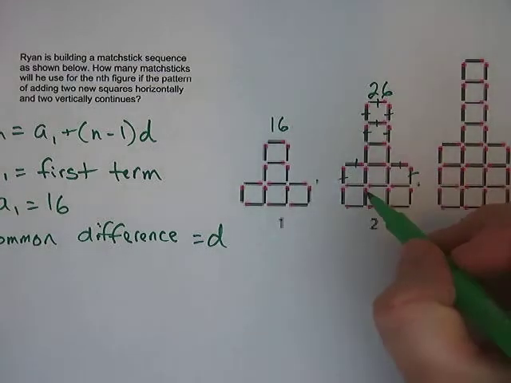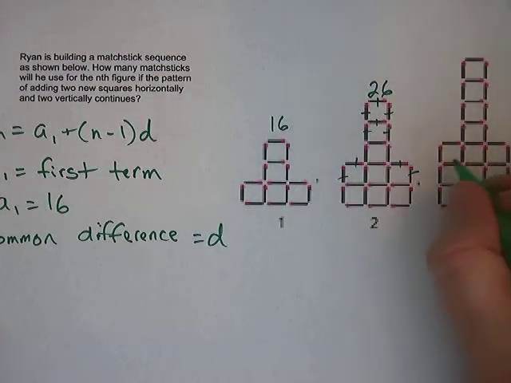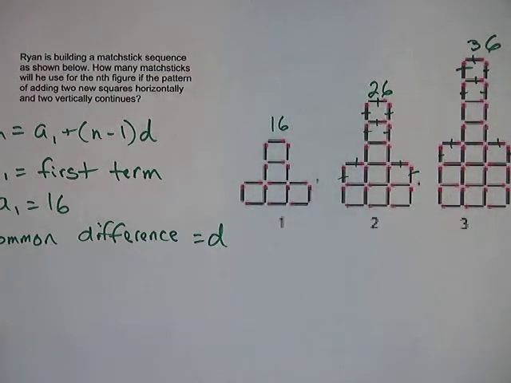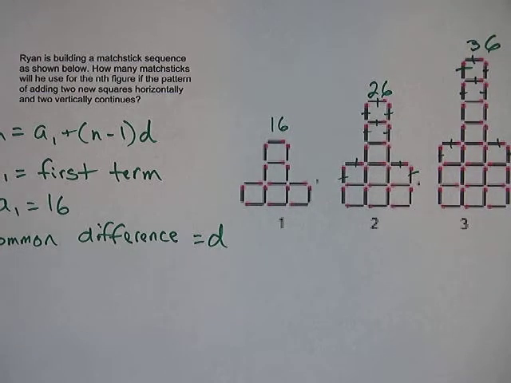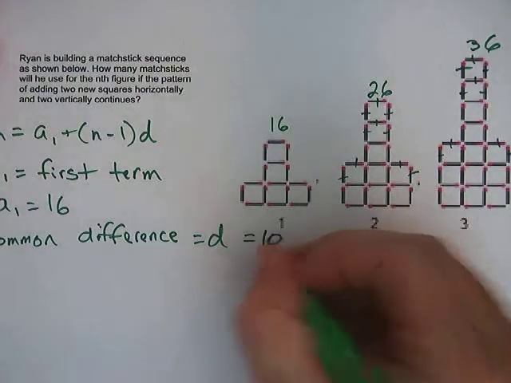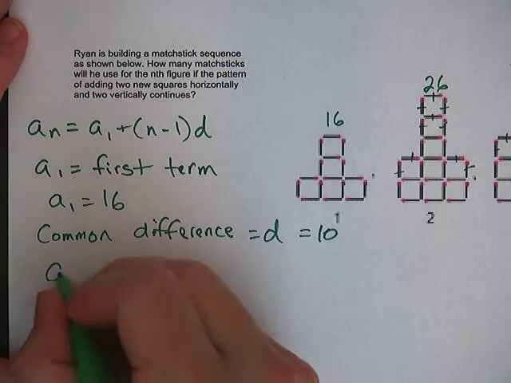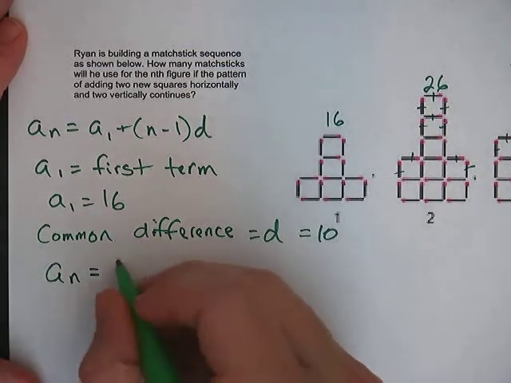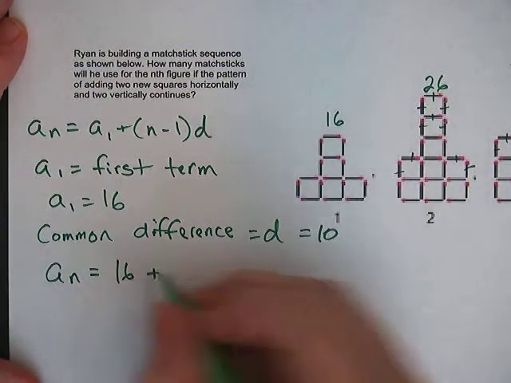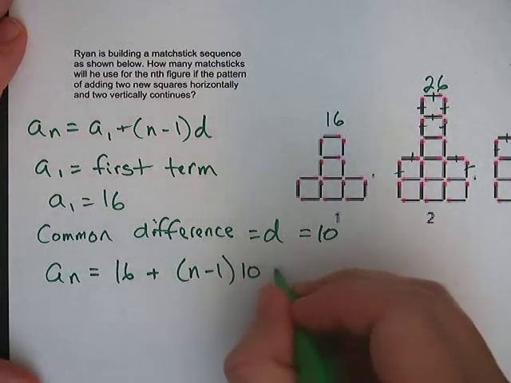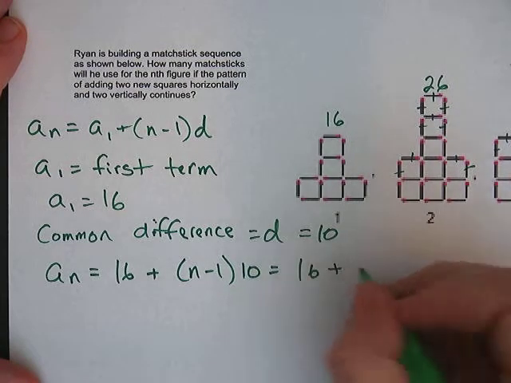Let's see what it added to the second figure. So here we go: 1, 2, 3, 4, 5, 6, 7, 8, 9, 10. So this one will be 36. So our common difference, the number that we're adding each time, is equal to 10. So to figure out the formula for the nth term, a sub n is equal to a sub 1, 16, plus n minus 1 times 10.